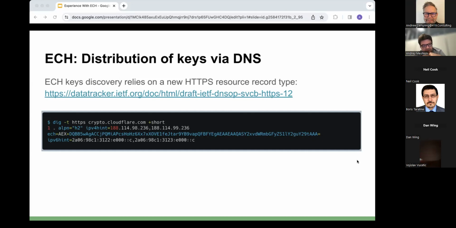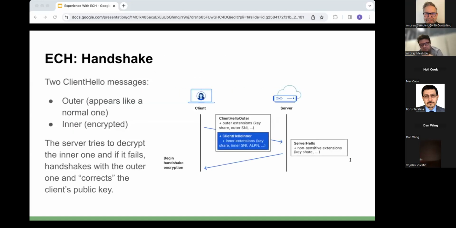this Cloudflare domain has just one HTTPS record, and this record contains lots of information. ALPN, what version of HTTP protocol to use, IP addresses, and finally, ECH configuration. So ECH configuration contains the public key, the cipher suite to use to encrypt client hello, and a bit more metadata.